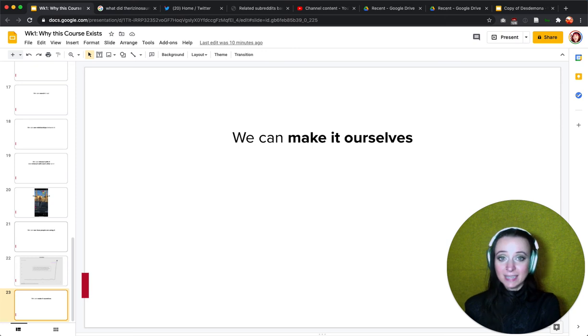And last but not least, we can make it ourselves, right? With print media, if you want to print a book, you can't just print a book. You've got to find a place to print it. You've got to find someone who has all of the materials and the know-how to figure out how to make that happen. You've got to do a lot of research and a lot of leveraging of other people's capabilities.